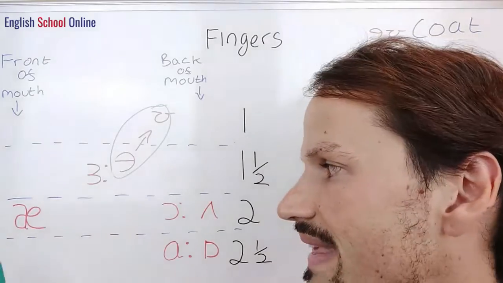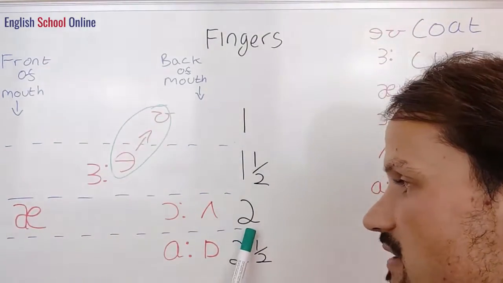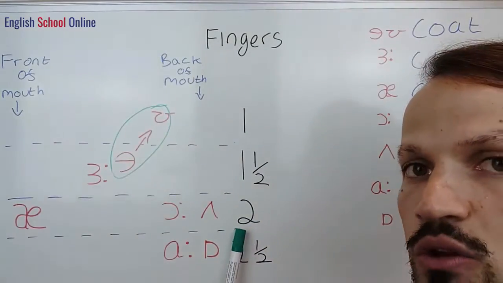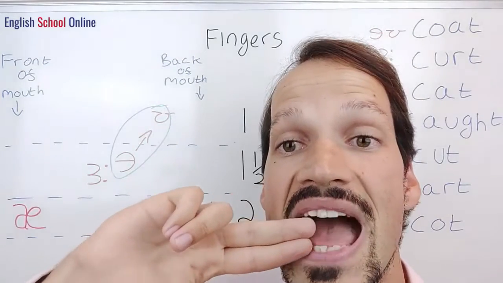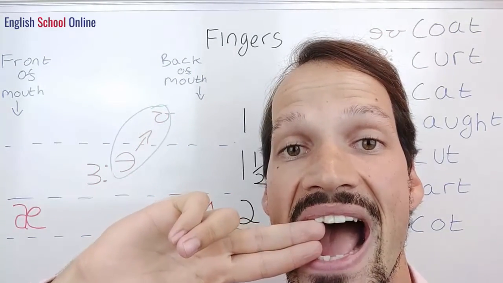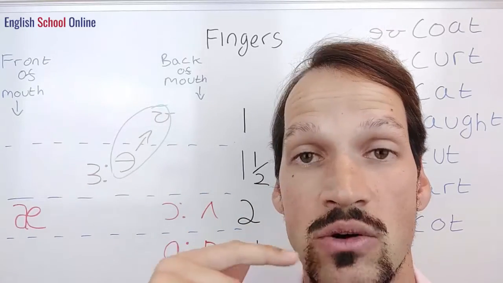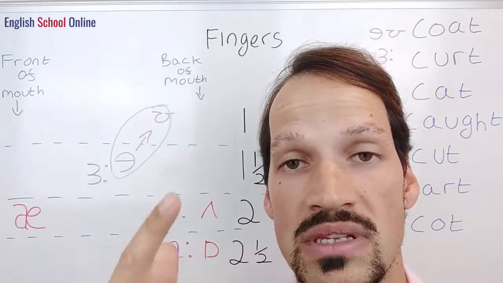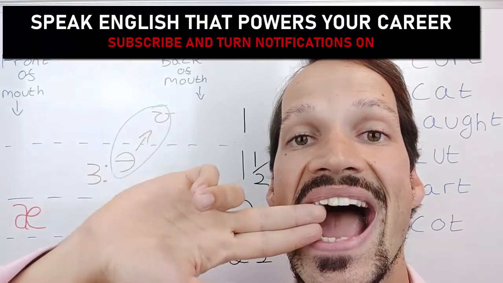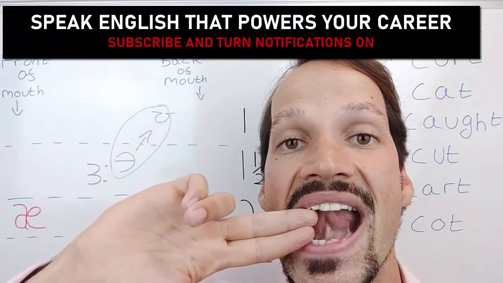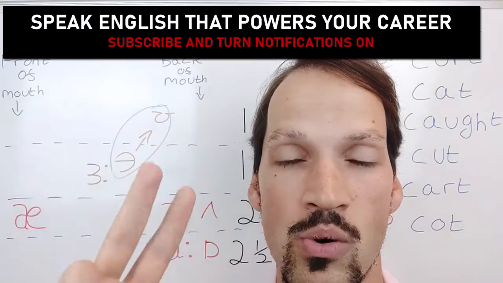So to get the a sound correct, there's a few things we need to know. First of all, there's space for two fingers in between our teeth. If there's only space for 1.5 and your tongue is at the front of your mouth, it would sound different. If we go to cat, cat, there's space for two fingers between the teeth. This is very important.